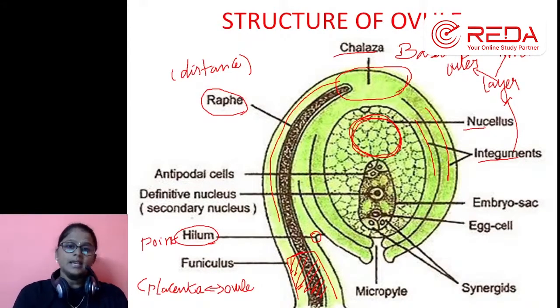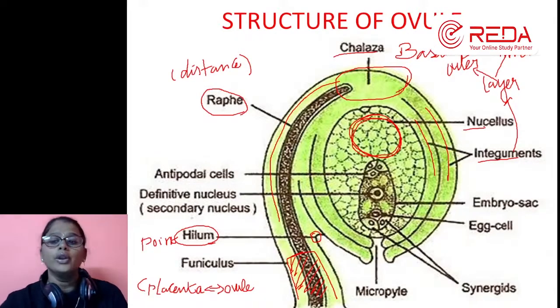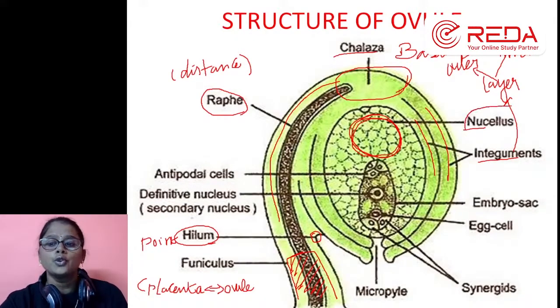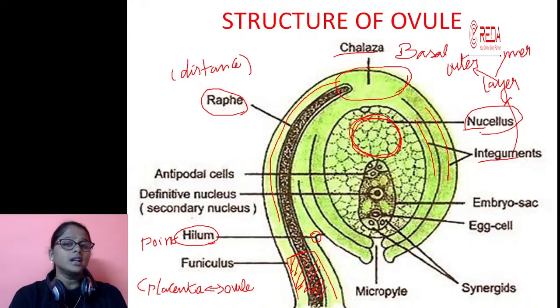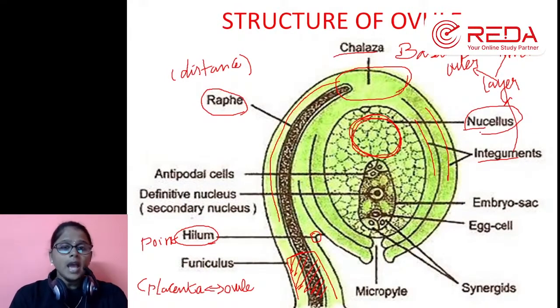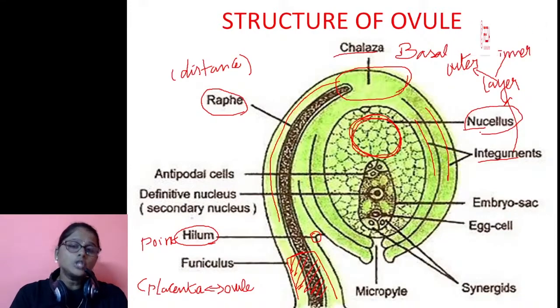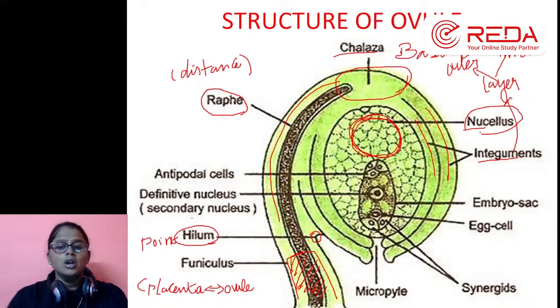Like the same here, nucellus is going to produce the sporogenous cell. So nucellus is very important, as it is going to nourish the embryo, as well as it is involved in the maturation of the ovule. So nucellus is a very important structure.